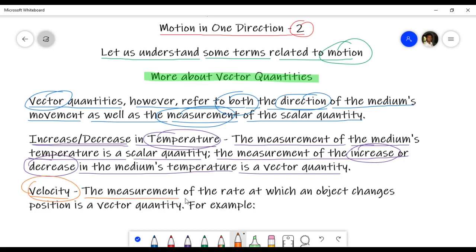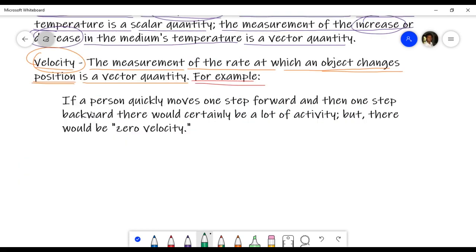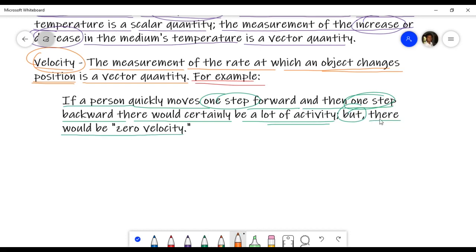Let's talk about velocity. The measurement of the rate at which an object changes position is a vector quantity. We will see an example here. Let's suppose a person quickly moves one step forward and then one step backward. There would certainly be a lot of activity, right? But there would be zero velocity. I hope you're understanding this. There will be zero velocity in this case.